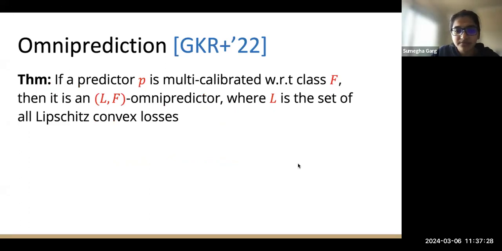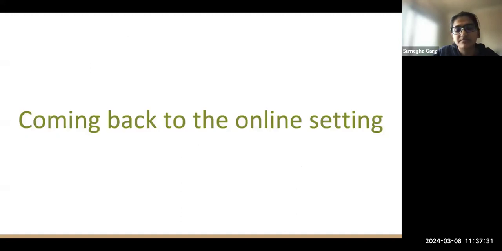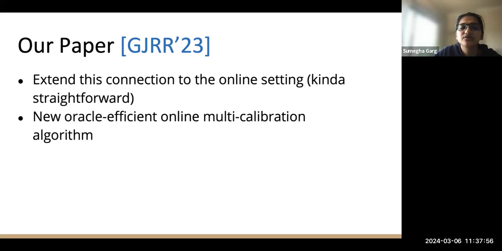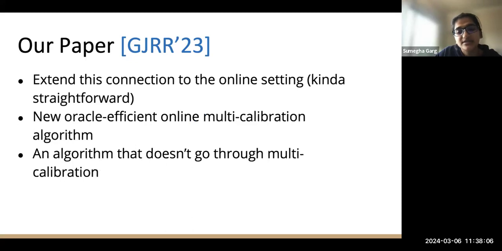Okay, so let's come back to the online setting. In the online setting, we already have this connection between multi-calibration and omni-prediction from the batch setting, and we can extend this to the online setting. This is kind of straightforward. The fact that it is the online setting doesn't really matter. The connection still holds. But one of the main contributions is that for online multi-calibration, before we didn't have an Oracle efficient algorithm, and this paper gives us that. And finally, we also have an algorithm that doesn't need to go through multi-calibration, which is important because, as we will see, it is important to get optimal regret rates for certain settings.